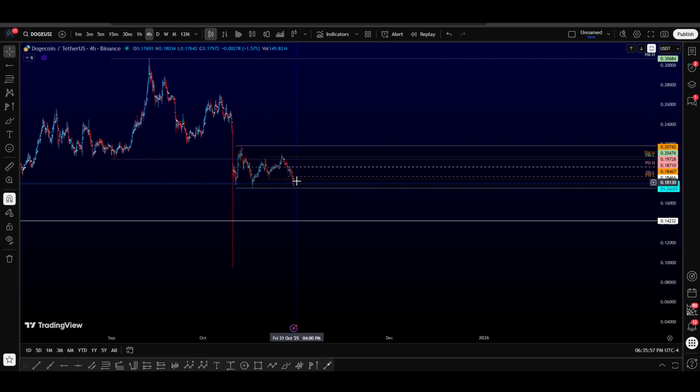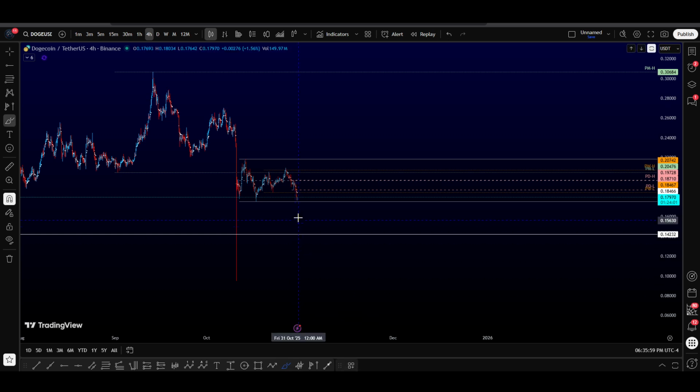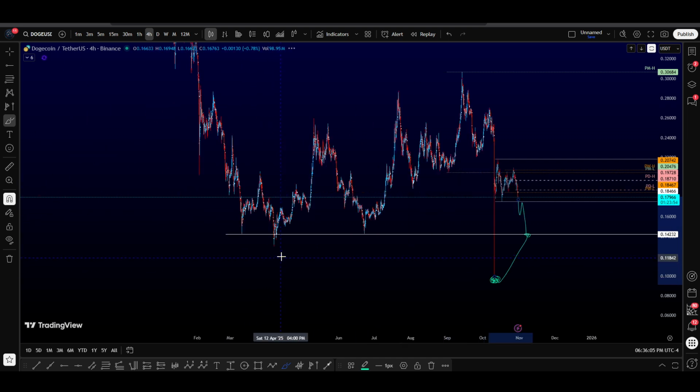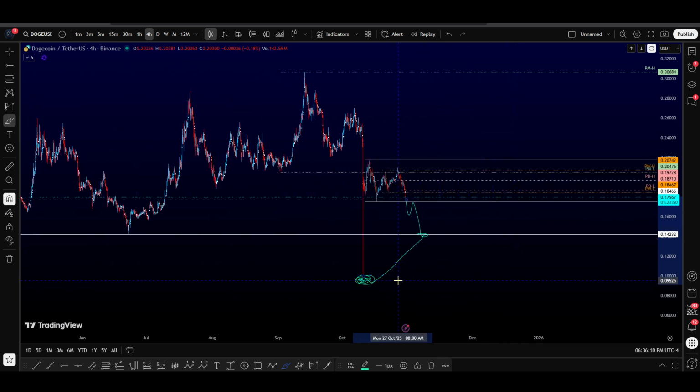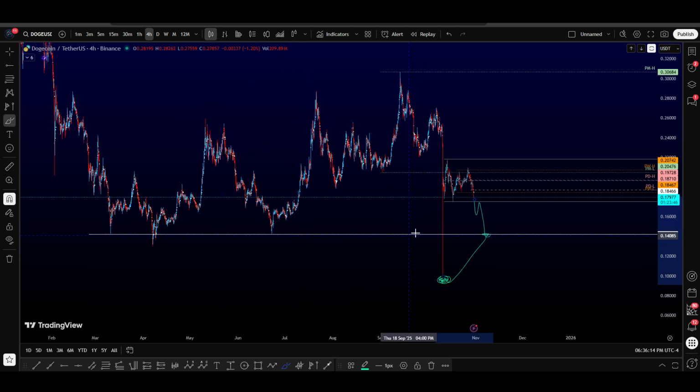If this level fails, then the next best area would have to be just these lows. Of course, you want to kind of target this pivot low there, but that's just kind of like a scam wick in my opinion. Maybe we get back down there, but for right now, the best level to focus on would be 14.3 cents, right?